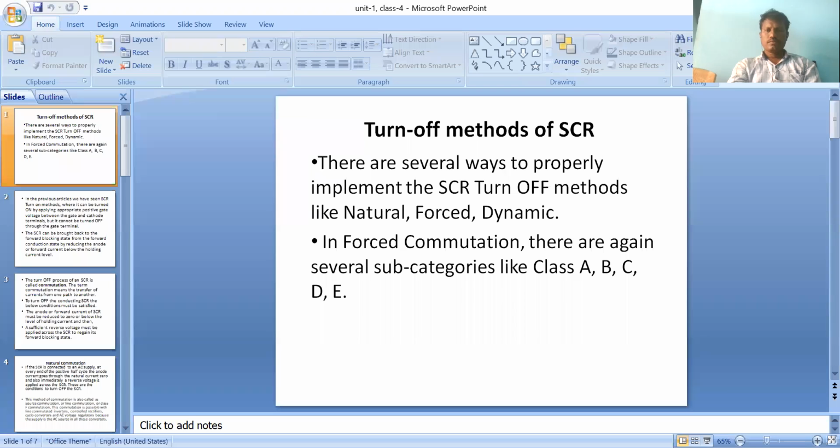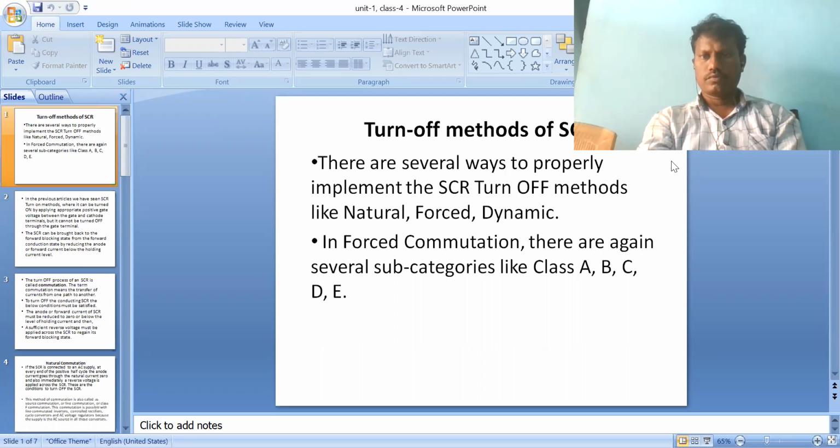In the previous class we discussed the turn on methods of SCR. So now, what are the turn off methods of SCRs? We will discuss them one by one. Turn on methods means there are different methods.